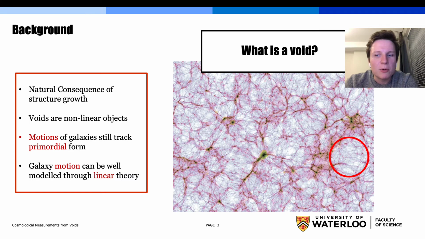Let's go into exactly what voids are. Voids are just large-scale underdensities, regions of space, like you can see here, that are devoid of galaxies. In the figure I'm showing, what we're seeing is a cosmic web, and highlighted in the red circle is one example of an underdense region. You can see many others in this map. While the profile in this region is not necessarily linear, the motion of galaxies will still track the primordial form. This means that they'll be closer to Zeldovich behavior, and therefore easy to model.